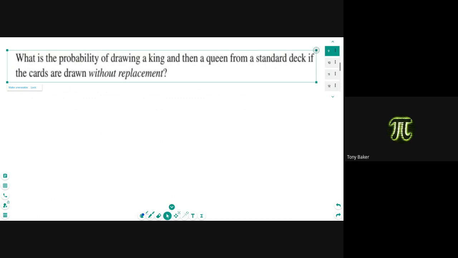What is the probability of drawing a king and then a queen from a standard deck of cards without replacement? Well, I don't have the answer yet. I just have some of the steps. Okay, so hold on. Let me ask a question. Are these two events independent of each other?